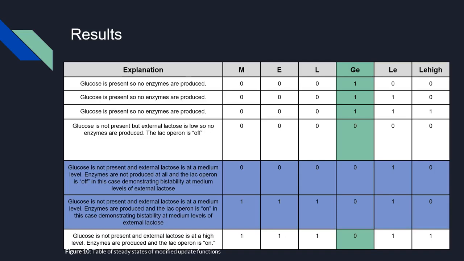In the 2 rows highlighted in blue, external lactose is at a medium level. In one case, the lac operon is on and enzymes are produced. In the other case, the lac operon is off and enzymes are not produced. This demonstrates the bistability behavior of the lac operon. In the final state, glucose is not present and external lactose is at a high level. Enzymes are produced and the lac operon is on.